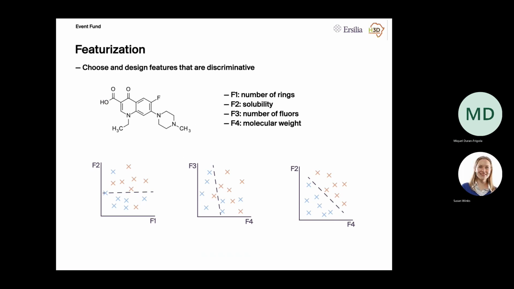All right. So let's get started with featurization, which, as I said, in my opinion, is the most important and interesting step.